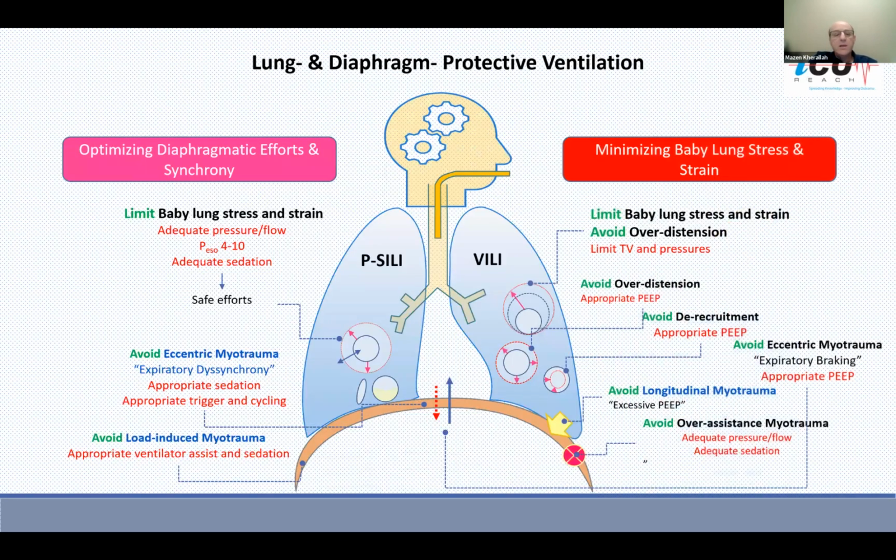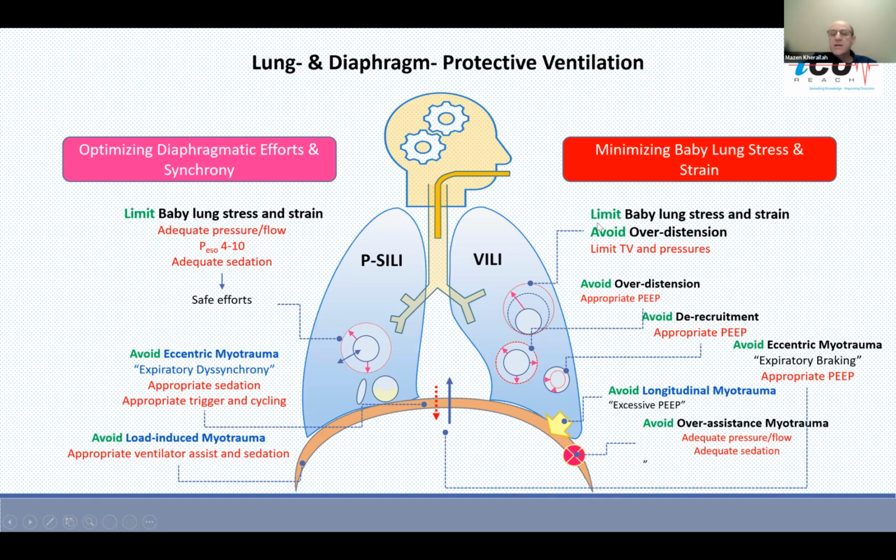So with that in mind, now concentrate on the green and red. The aim is to optimize diaphragmatic efforts and synchrony. We need to limit the baby lung stress and strain by adequate pressure and flow, the esophageal pressure between 4 and 10, the changes in the esophageal pressure, and we need to provide adequate sedation. We need to avoid eccentric myotrauma, so appropriate sedation and appropriate trigger and cycling. You need to avoid load-induced myotrauma, so appropriate ventilator assist and sedation.